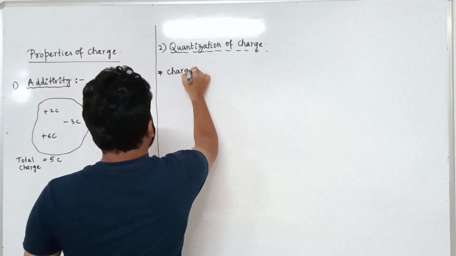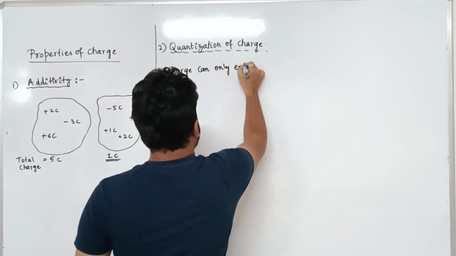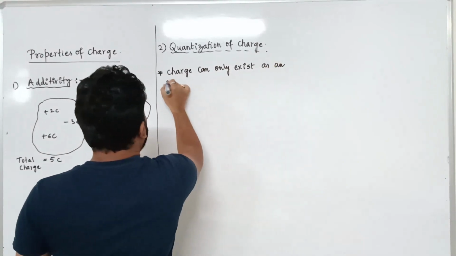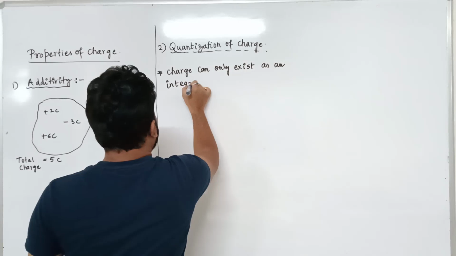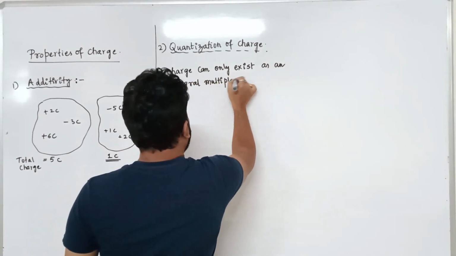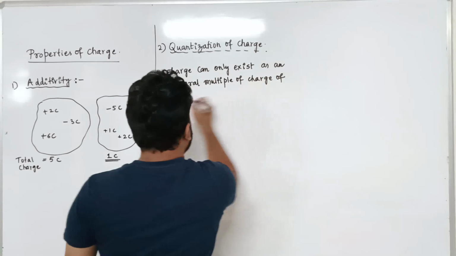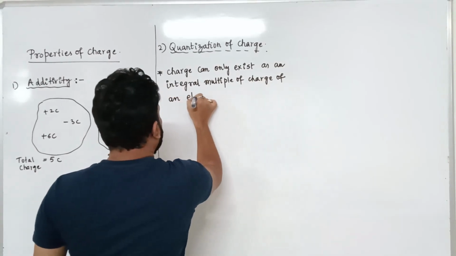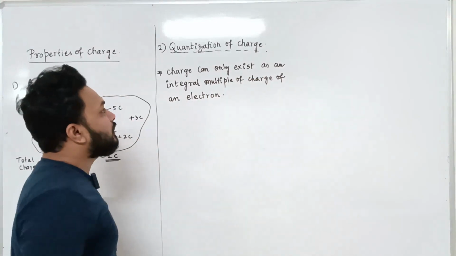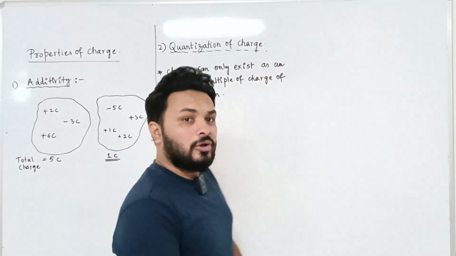Charge can only exist as an integral multiple of the charge of an electron. Right? Charge can only exist as an integral multiple of the charge of an electron. What do you mean by this?